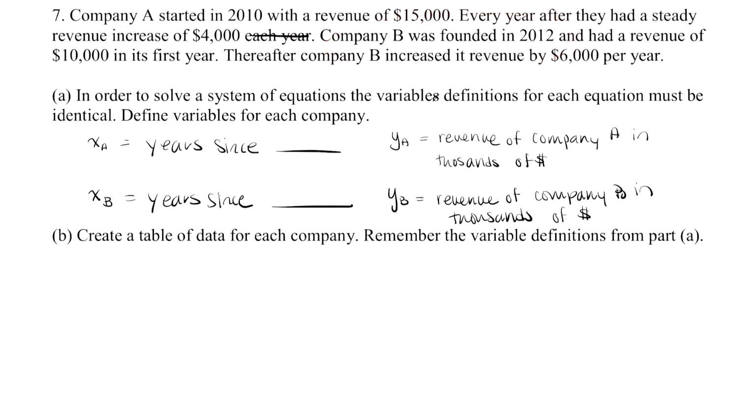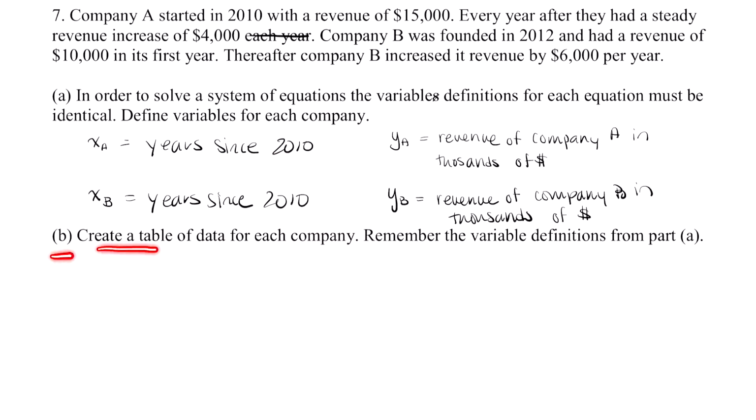Now it would be a mistake to say this is years since 2010 and this is years since 2012. We need to define our variables so that we pick one year or the other. So I'm going to go ahead and pick 2010. You could have picked 2012 as well and represented the year 2010 with an X equals -2, but to keep it simple without having to represent any of the starting years with a negative, I decided to just have both variables represent years since 2010.